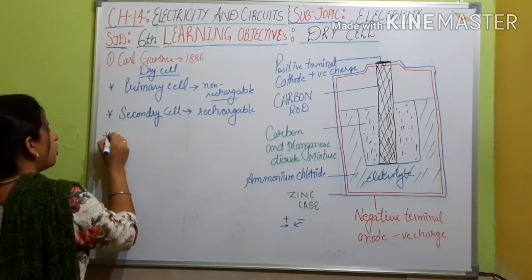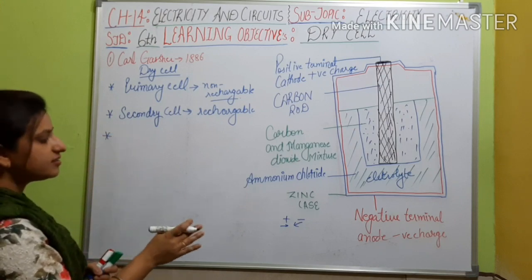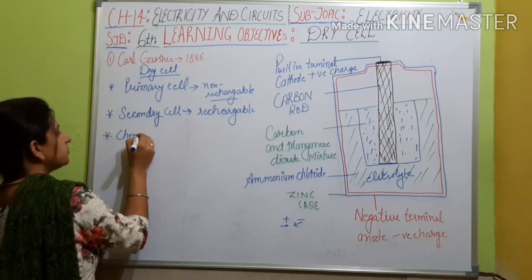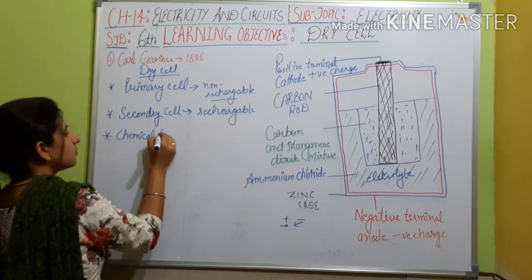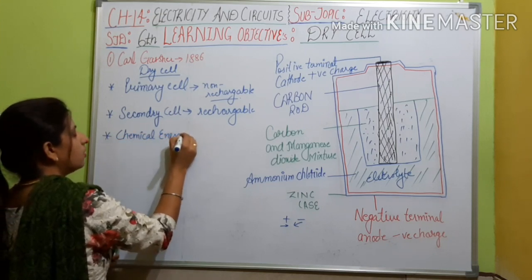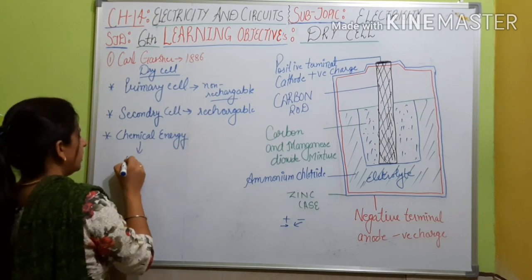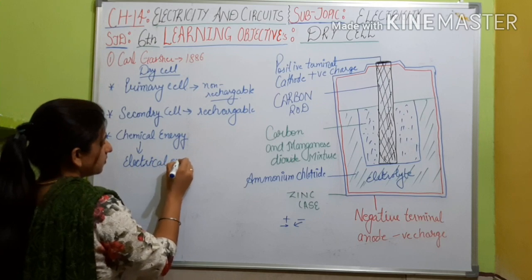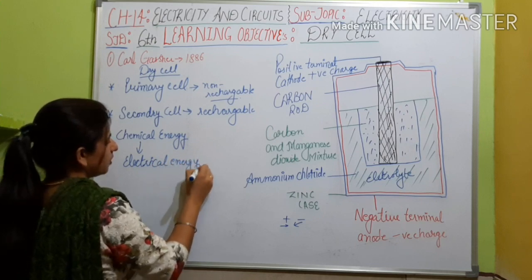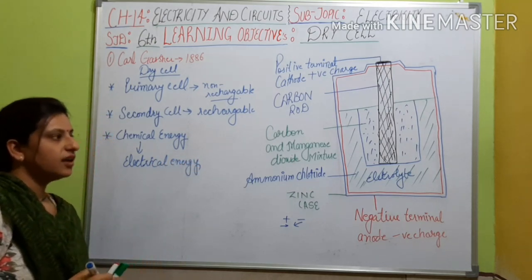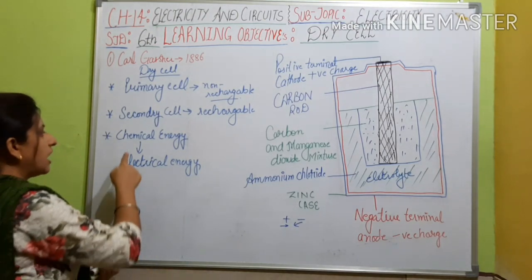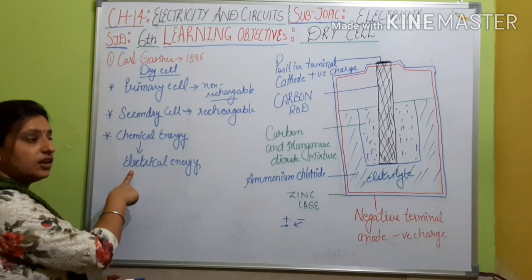Then one very important point here is that this cell is converting the chemical energy into the electrical energy. So it is using chemicals in dry form, in paste form. That is why it is converting the chemical energy into the electrical energy.